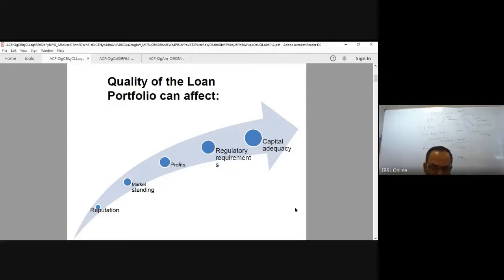So there are so many areas where the quality of your loan portfolio can have an effect. Like what I told you, this is one of the reasons, or the primary reason, why many of the finance companies were failing.